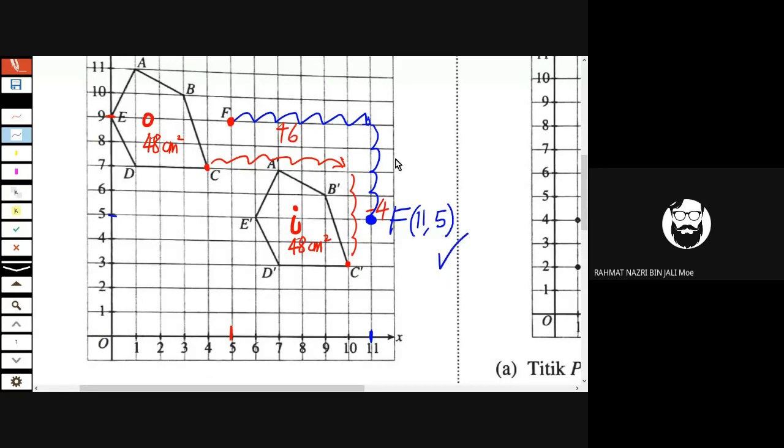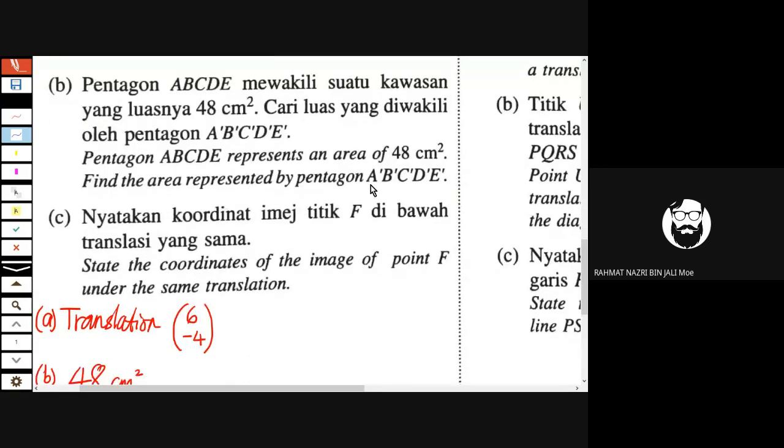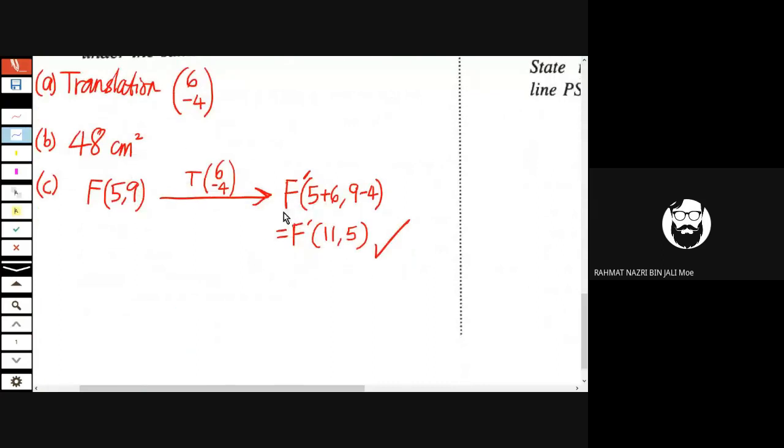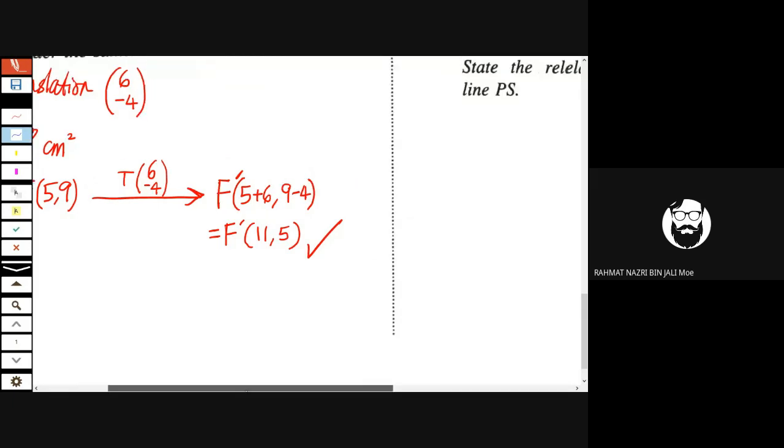F prime. Lupa dah. Sebab ini ialah image, jadi buat F prime. Ini by drawing. Accepted juga dalam exam. Dan saya buat di bawah ini by calculation. Accepted juga. Okay, seterusnya.